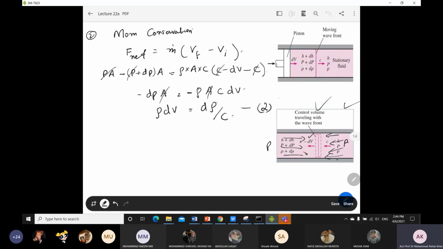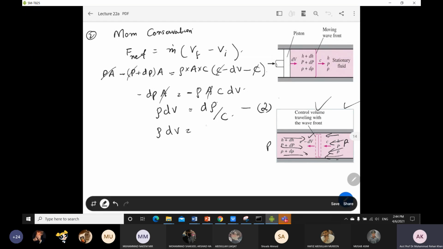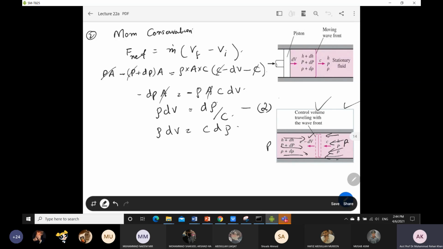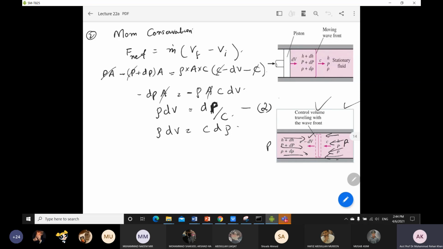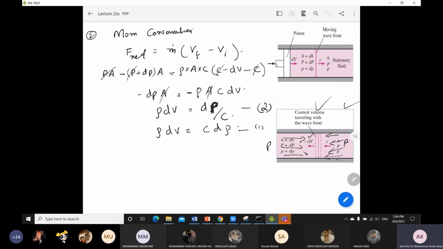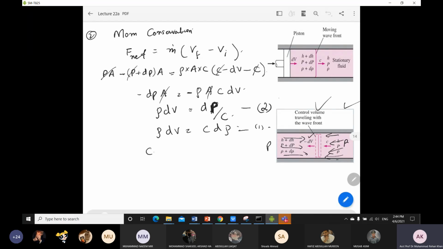So now what you have to do is put the value from equation number 2 into equation number 1. So equation number 1 is basically rho dV is equal to C d rho. This is our equation number 1. Oh, sorry, this is dP. This is not a d rho. Simply you have to put the value from equation number 1 into equation number 2, and our final equation becomes C d rho is equal to dP by C.